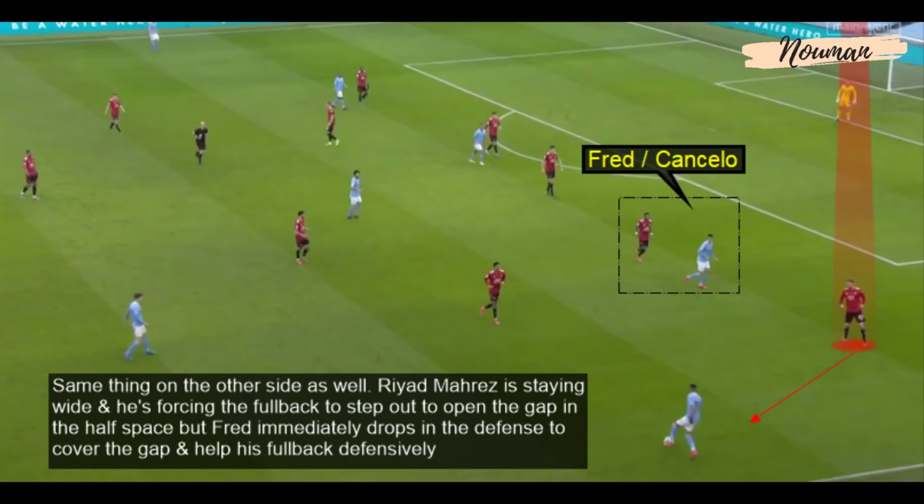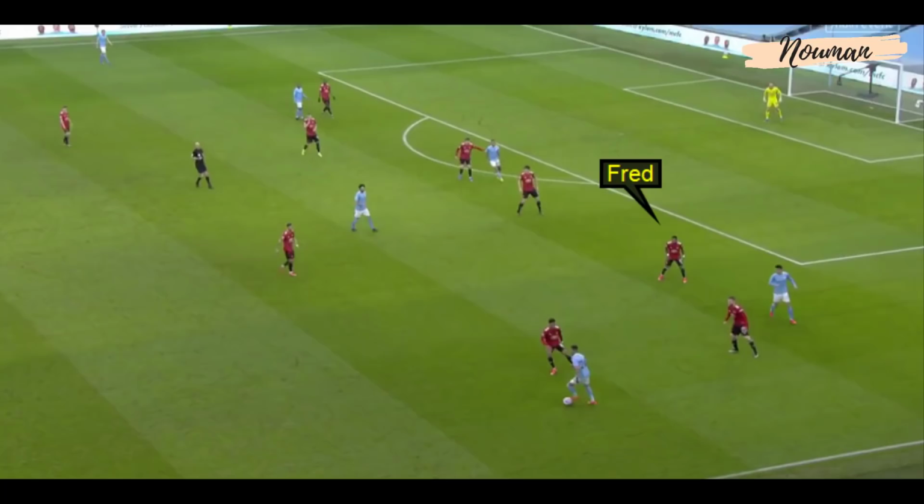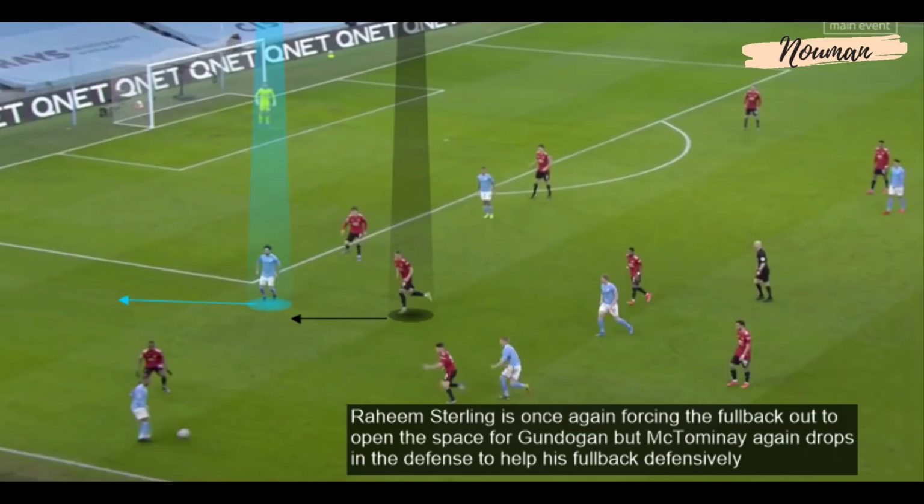Same thing on the other side as well. Riyad Mahrez is staying wide and he is forcing the fullback to step out to open the gap in the half space. But Fred immediately drops in the defense to cover the gap and help his fullback defensively.